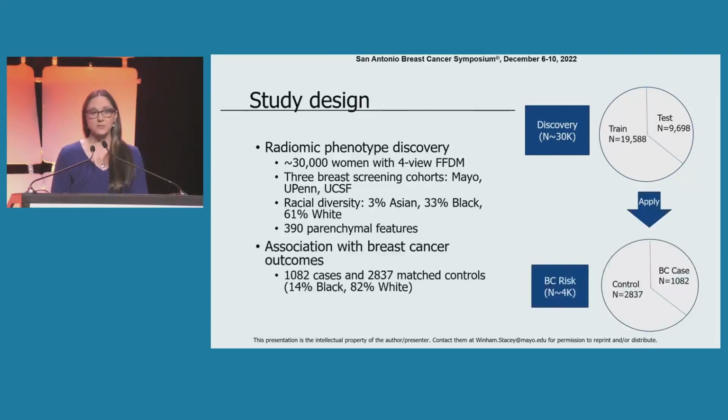And then in the second phase of our study, we applied these radiomic phenotypes to an independent sample to assess breast cancer outcomes in a set of roughly 1,100 cases and 2,800 controls that were matched to the cases on age and race.